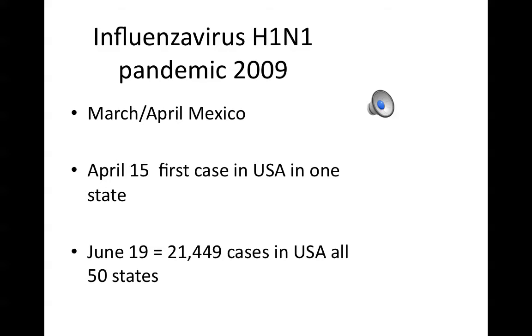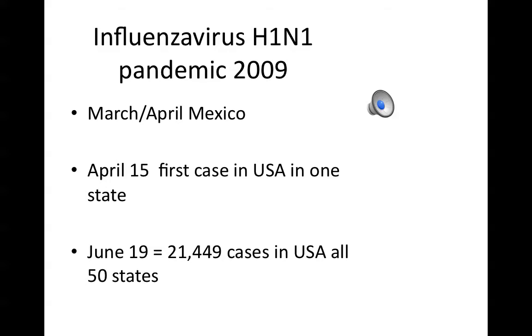Eventually, within a few weeks, the virus had entered into the United States. In April, we had our first case on April 15th in one state. Within another week or so, we had about 5 to 6 cases, a few of them showing up in essentially Texas and California. Within another couple of months, April, May, and June, by June 19th, there were 21,449 cases in the United States, and it was in all 50 states.